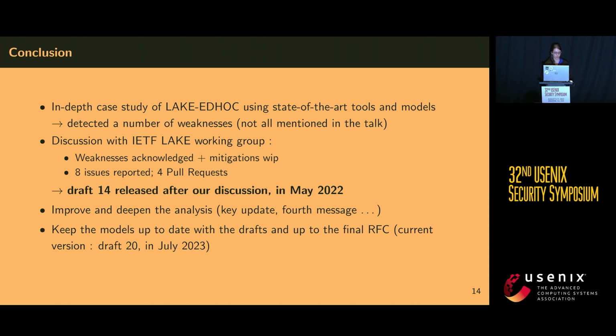For the future, we want to improve and deepen our analysis, so adding the key updates, the false messages, and so on, all the limitations that I talked to you about. But we also want to keep the model up to date with the newer versions of the draft that are coming up until the final RFC that will be published. Just to give you a heads up, right now we are at version 20 of the draft that was released in June 2023, and we updated our model, and we can say that right now the 20th version of the draft is compliant with the security claims that were made by the IETF.